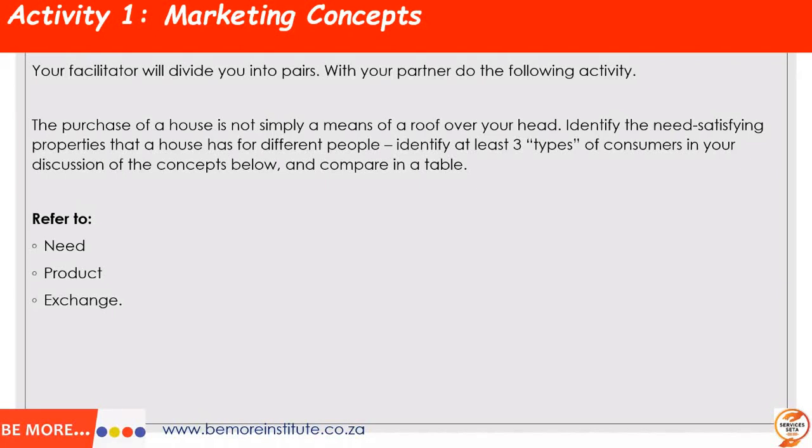Everybody is buying a house, but their need is one thing. We did discuss earlier the Maslow's hierarchy of needs, and then what kind of house will satisfy the different kinds of needs, and then what form of exchange is going to happen in there. What are you giving? You're giving a property, but what is the person receiving in return?